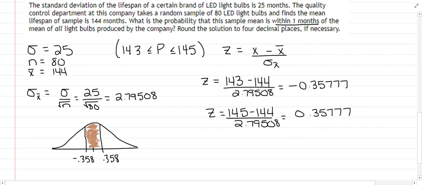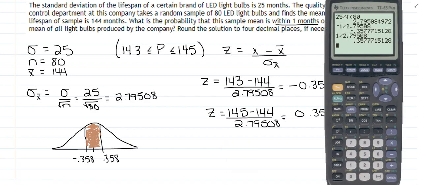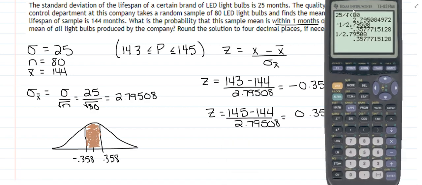But we want to find that exact value. So we can look up these values on our z-table, and we can subtract them from each other, or we can use our calculator command, normal CDF. Okay, so to do that, we would go second distribution. Our second one here, normal CDF, so we're in between two values. And then we have a lower limit of -0.35777. And then a comma, and then our upper limit, 0.35.